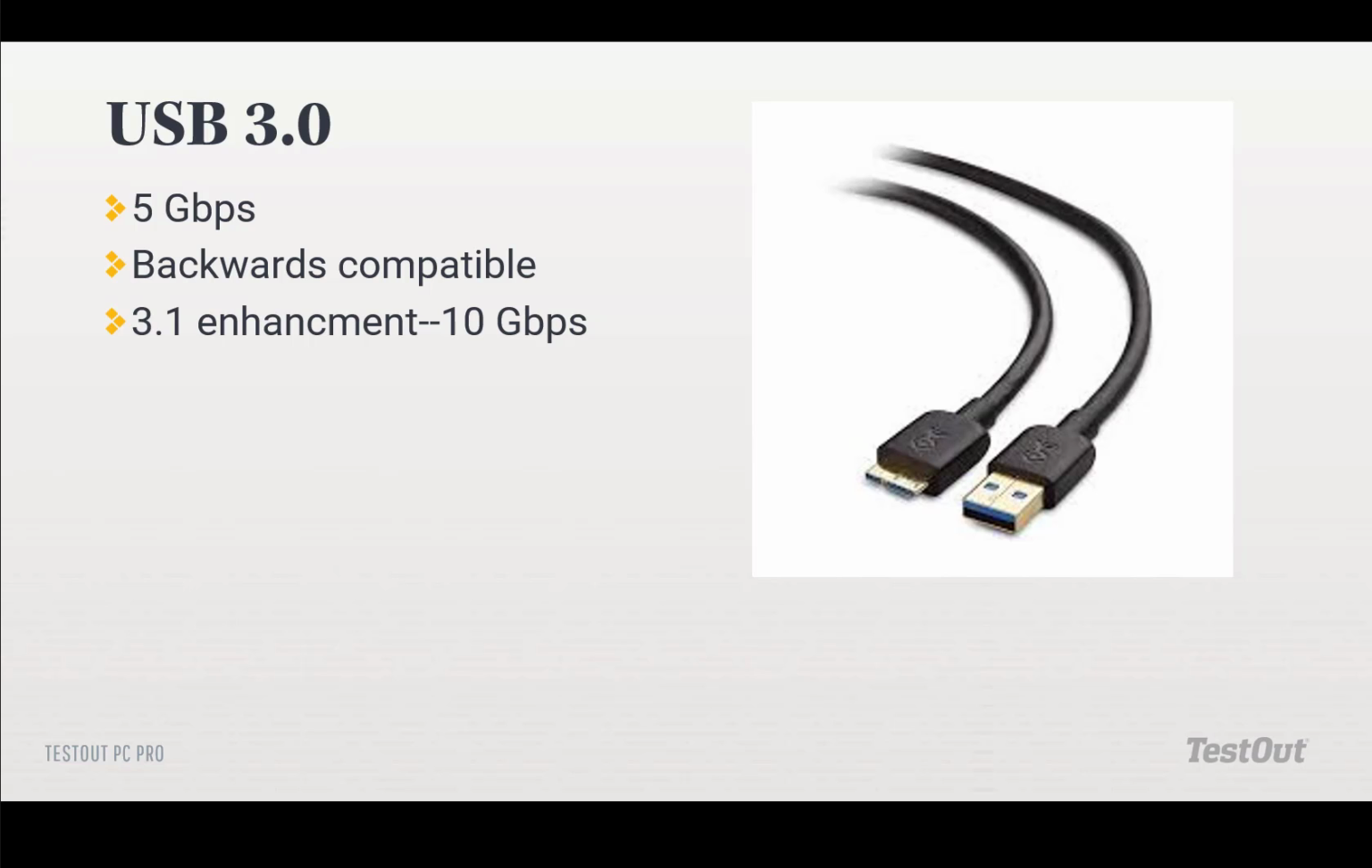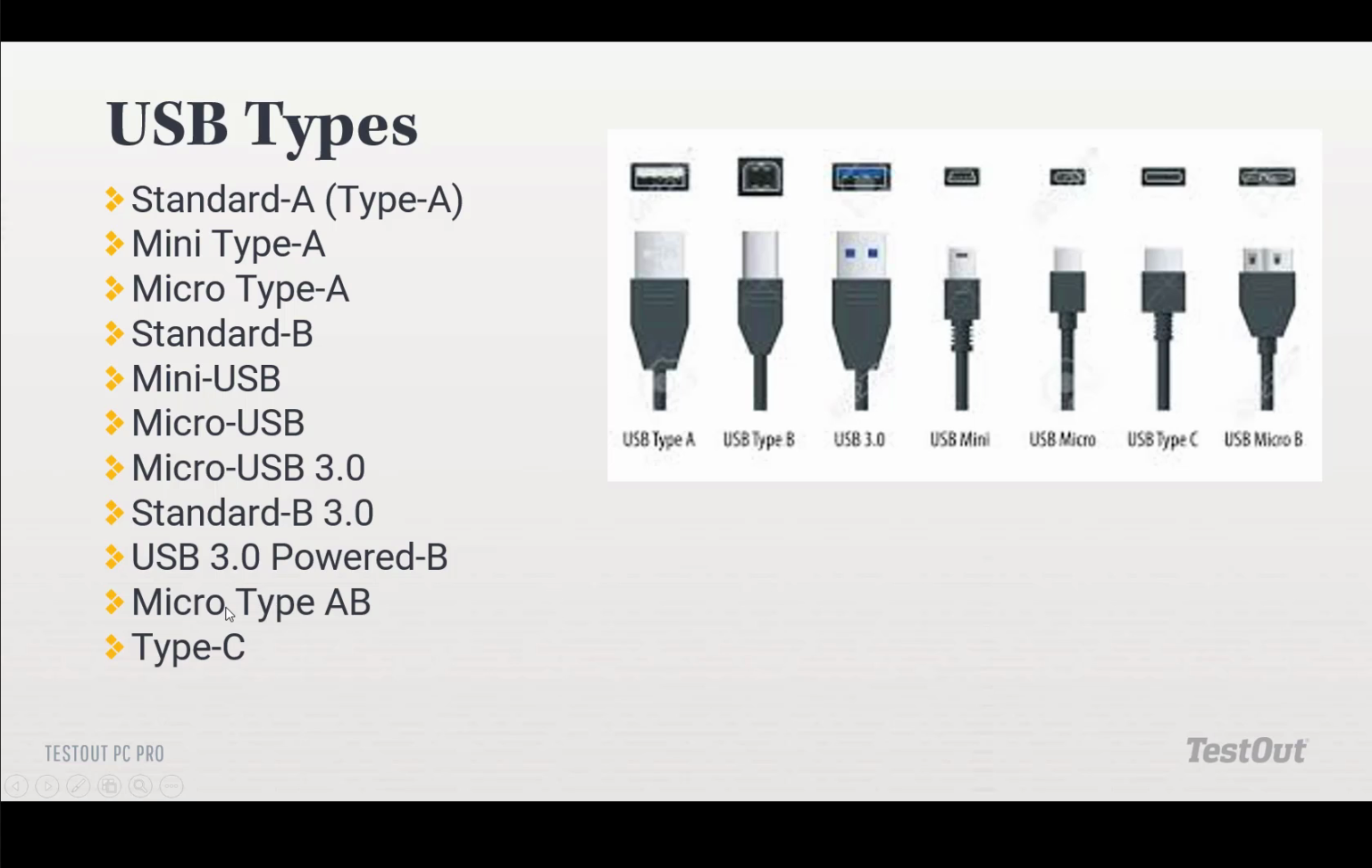You're going to see that your 3.0 devices and cables and ports are easy to identify because they have blue connectors. Have you ever noticed that? Some are white and some are blue. So anytime you see blue, you're going to know that that's going to be a 3.0 connector. And we do have 3.0 as an enhanced to 3.1, which again is just going to increase your data rates up to 10 gigabits per second.